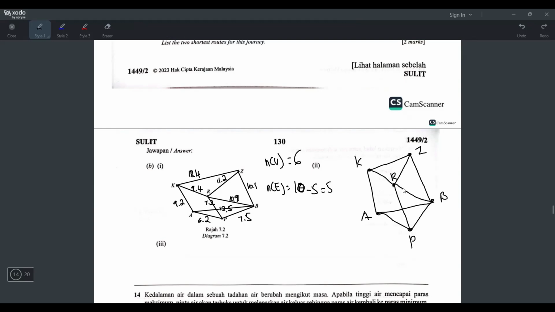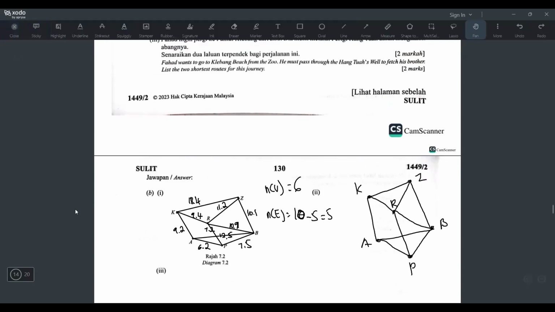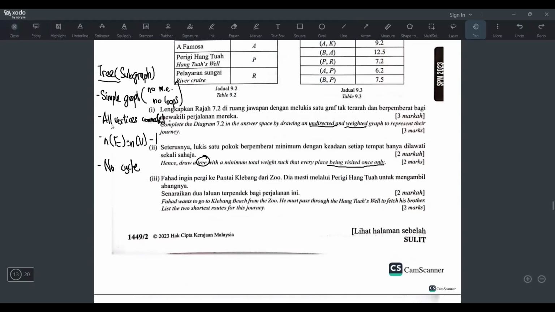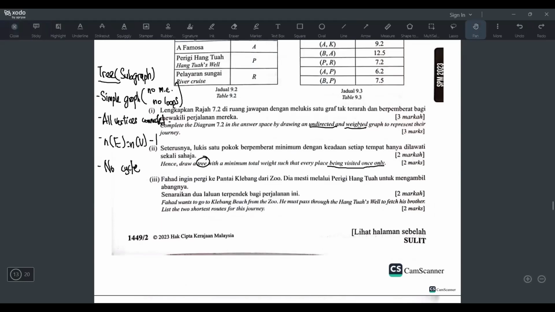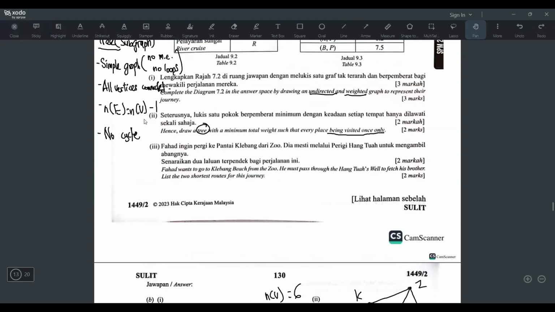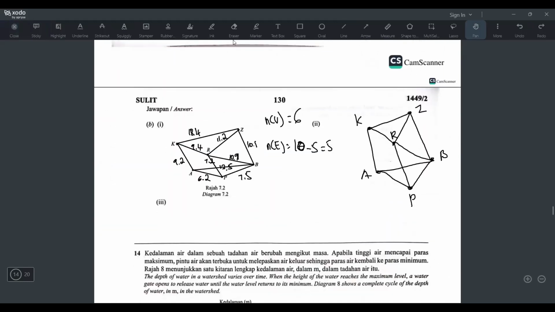Okay, done. So now my job is to erase 5 edges. Don't erase the vertex, because you cannot erase vertex, because vertex sudah cakap all vertex must be connected. So the vertex memang sudah fix. Yang awak kena padam is the tepi, the line. So you have to padam 5 line.